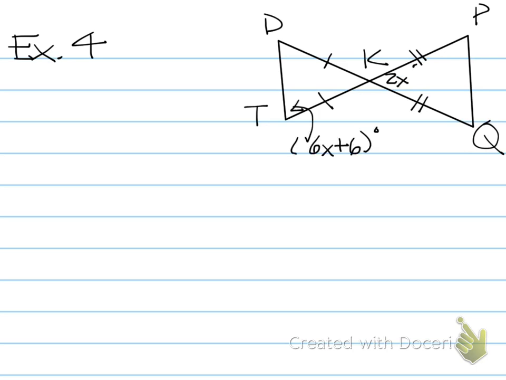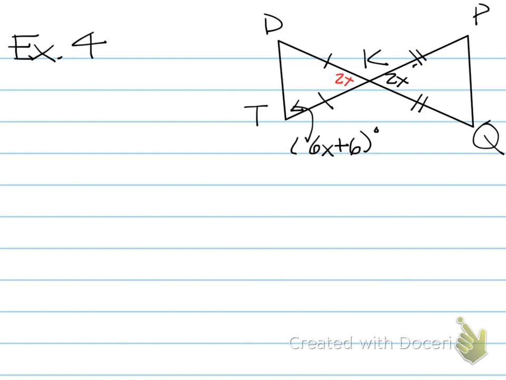Here we have two isosceles triangles. So those vertical angles, angle DKT and angle PKQ, those are vertical angles. So DKT is going to be the same measure as PKQ, so it's going to be 2x. And the angle D is going to be the base angle of that isosceles triangle, so it's going to be the same as angle T, which is 6x plus 6.